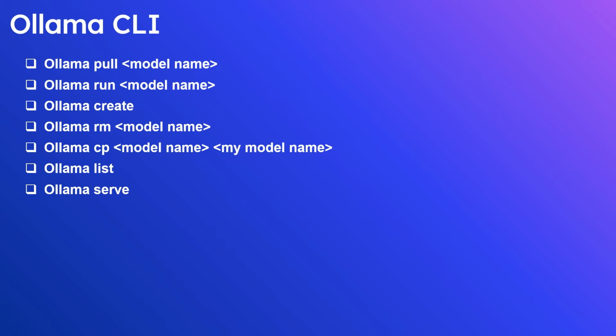The next one is ollama list. This lists the models deployed on your local system. The next one is ollama serve. This starts the Ollama service on your system without running the desktop application. All the CLI commands internally invoke the APIs, whatever we discussed earlier.